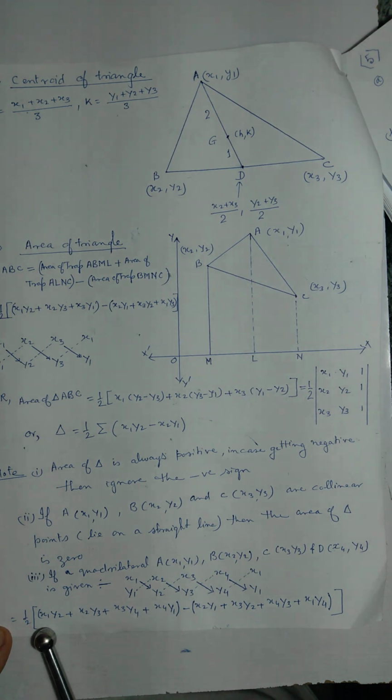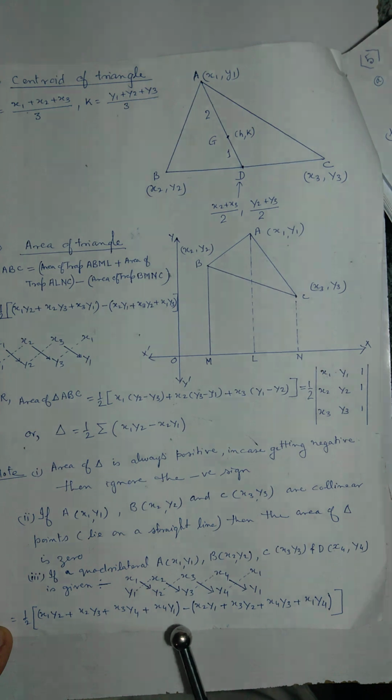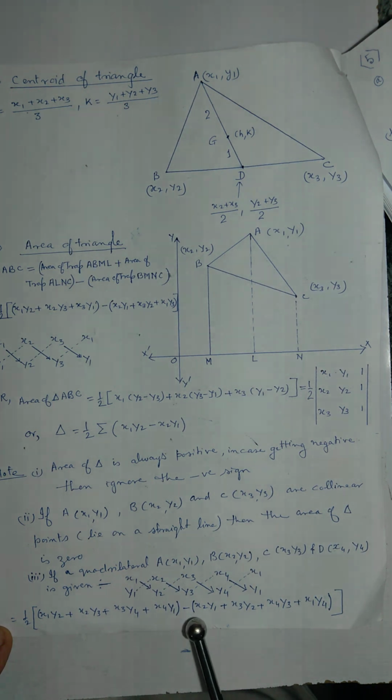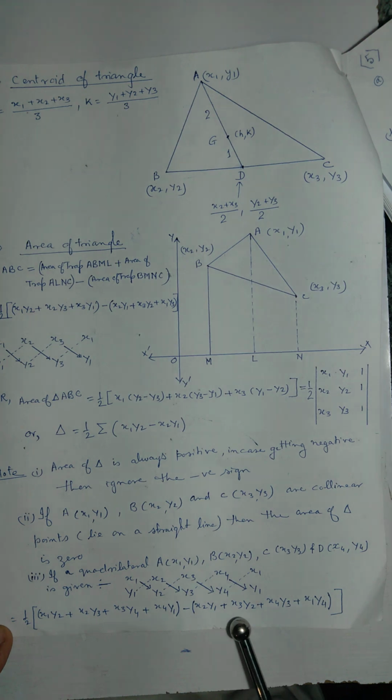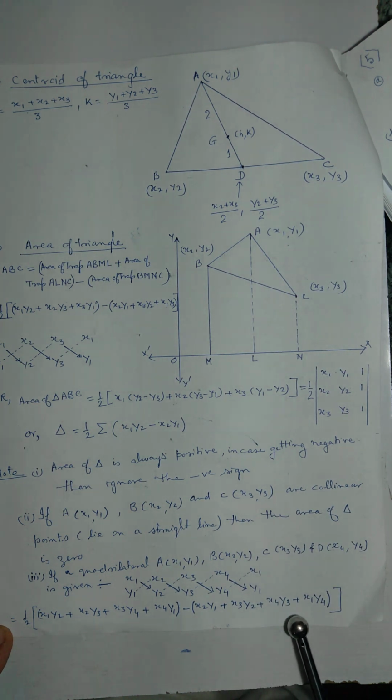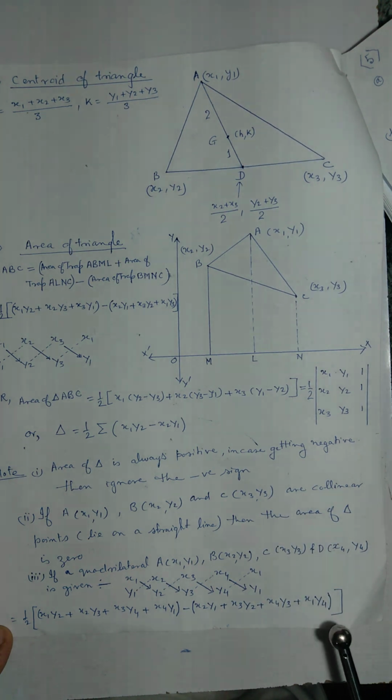So ultimately we will get this result, that is 1 by 2 (x1 y2 plus x2 y3 plus x3 y4 plus x4 y1) minus, again in the second bracket, the dotted line is given. With the help of this dotted line you write down the coordinates like this: x2 into y1 plus x3 into y2 plus x4 into y3 plus x1 y4.